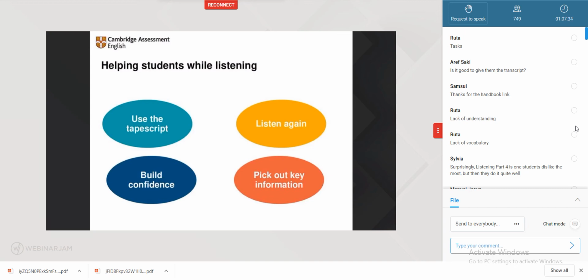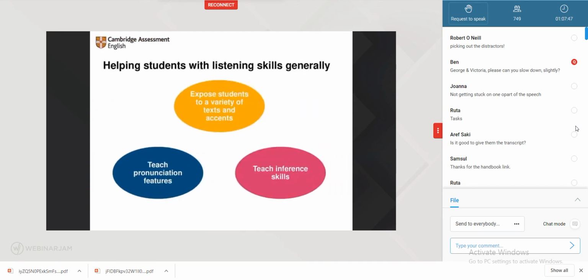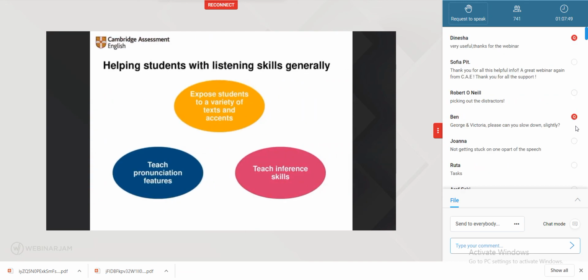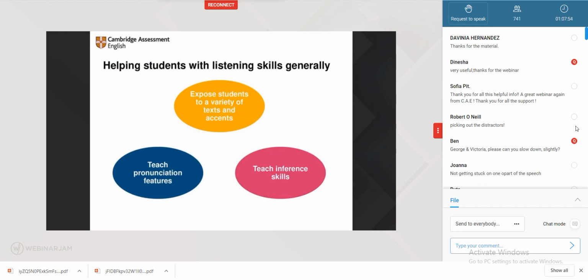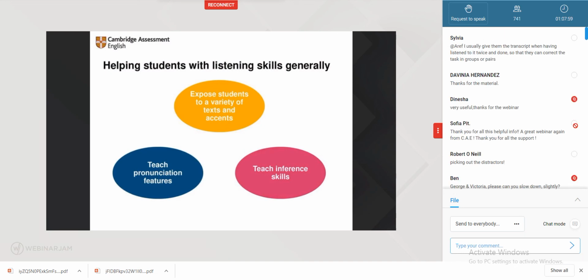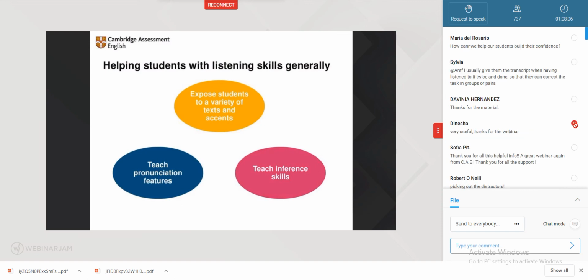Helping them pick out key information, maybe pausing the recording around where the answers are on a second or a third listening. Yeah. And generally making sure that they are exposed to a variety of texts and accents, especially accents. Making sure that they're not surprised once they end up in an exam situation. Teach them the various pronunciation features that they will be listening to.